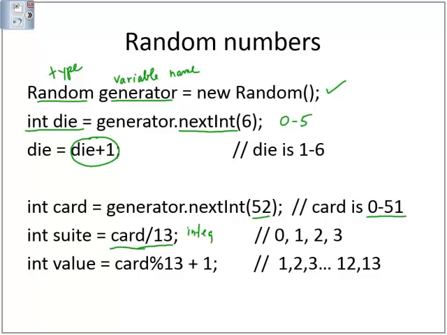And if I wanted to get the value of the card, I could make use of the remainder operation. Divide by 13, take the remainder, and add 1. That would give me a number in that range. So I can use the random number generator to simulate dice or simulate a card. We'll make use of all this stuff later on in the course.